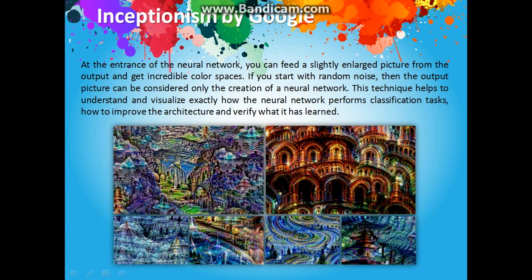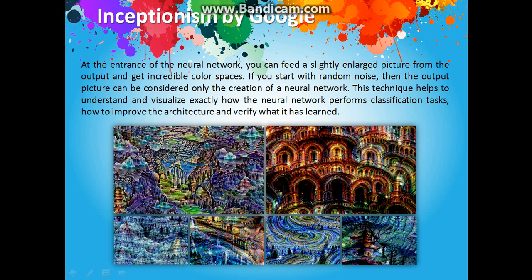At the entrance of the neural network, you can feed a slightly enlarged picture from the output and get incredible color spaces. If you start with a random noise, then the output picture can be considered only the creation of a neural network. This technique helps to understand and visualize exactly how the neural network performs classification tasks, how to improve the architecture and verify what it has learned.